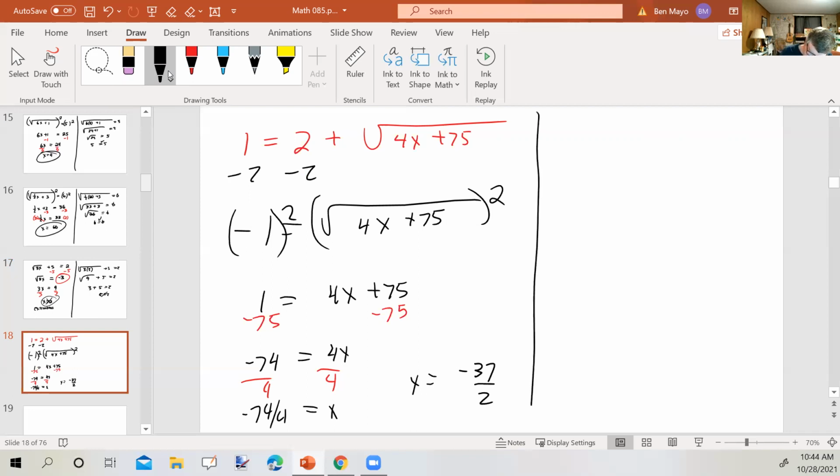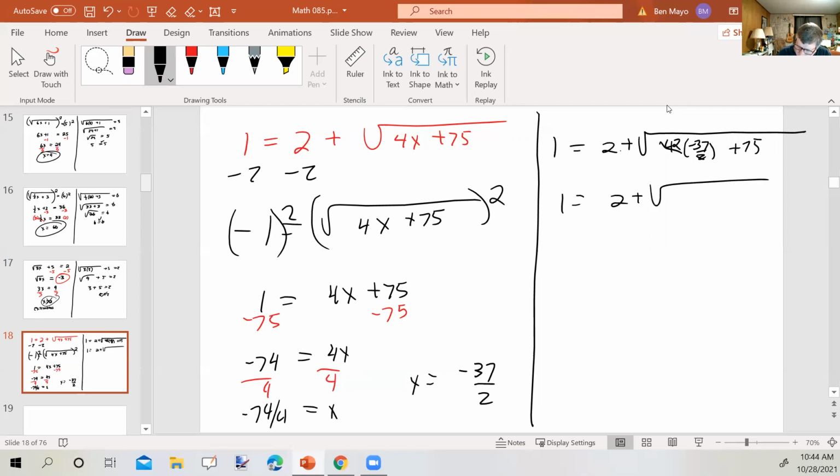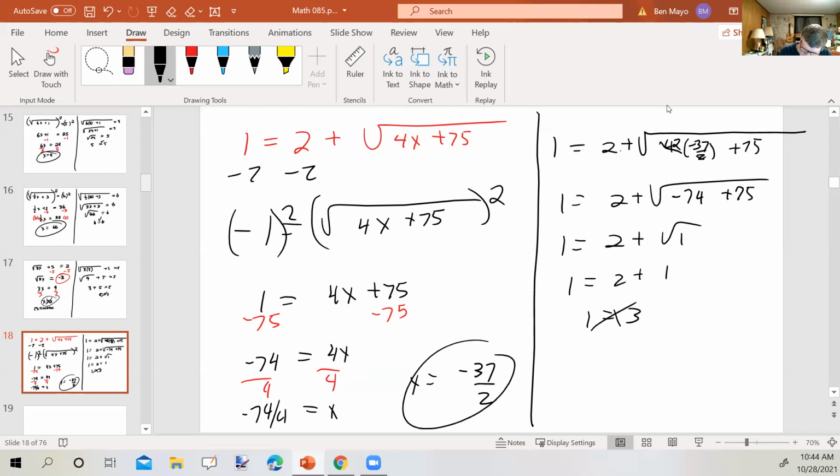So let's plug that in and see what happens. 1 equals 2 plus the square root of 4 times negative 37 halves plus 75. 1 equals 2 plus the square root of 4 times negative 37 halves. The 4 over 2 reduces to 2 over 1. 2 times negative 37 is negative 74, and then plus 75. 1 equals 2 plus the square root of 1. 1 equals 2 plus 1. 1 equals 3. No. So this is extraneous and doesn't work.